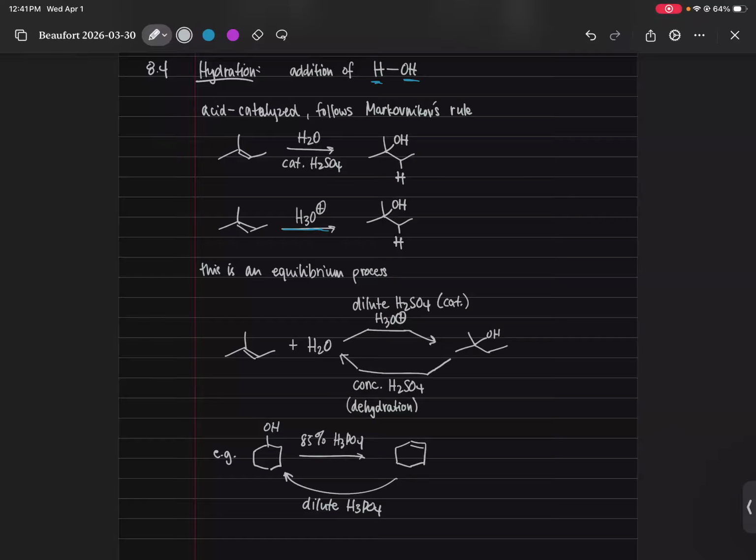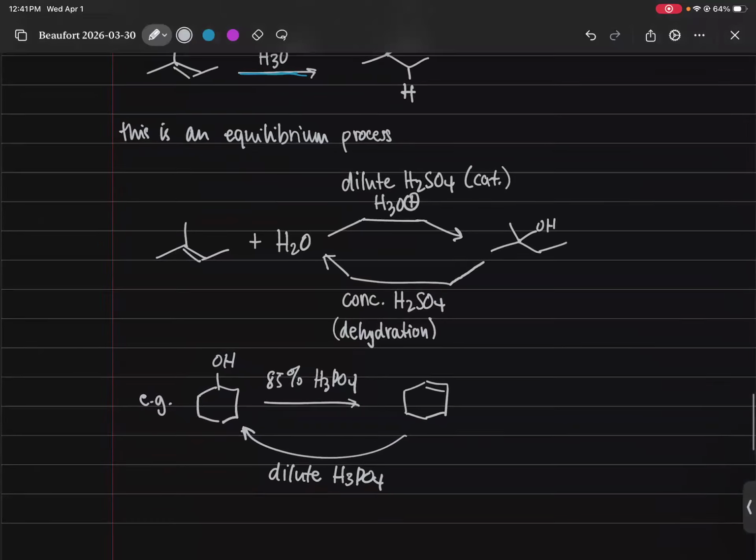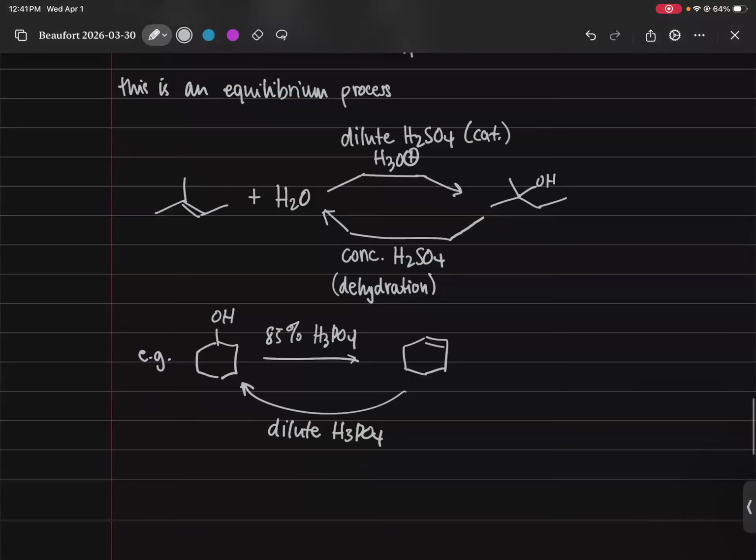And then we talked about how that's in equilibrium with the opposite process, which is dehydration. And that's what we did in lab. And you can control that by varying the concentration of the acid that you use in the hydration or dehydration reaction.